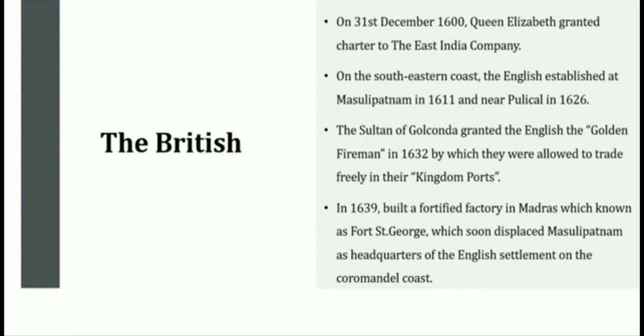The English were also granted privileges by the Sultan of Golconda. In 1632, they allowed free trade. In 1639, they built one fort in Madras, that is the St. George Fort. This St. George Fort was built by the British East India Company in Madras, which soon displaced Masulipatinam as the headquarters of the English.